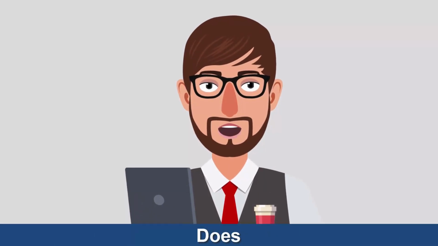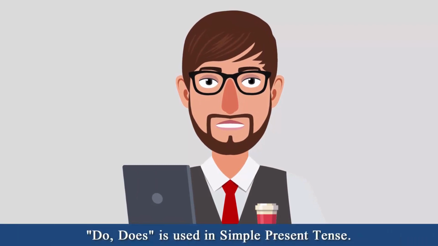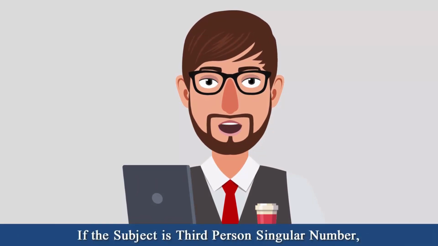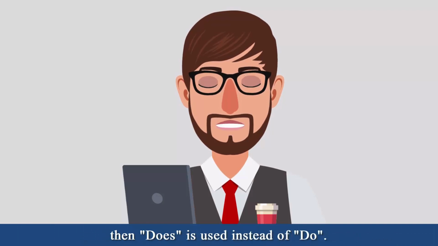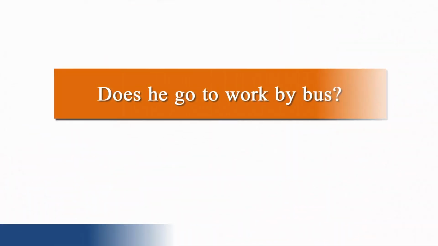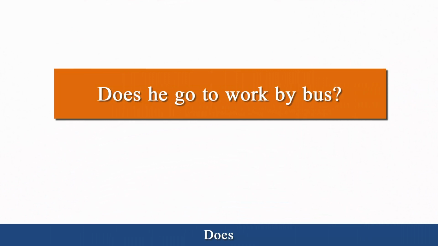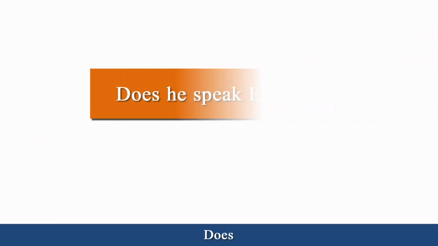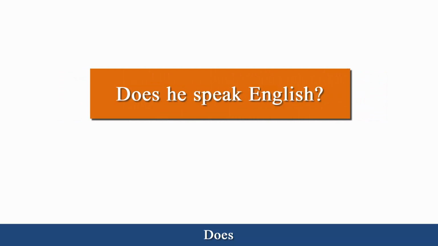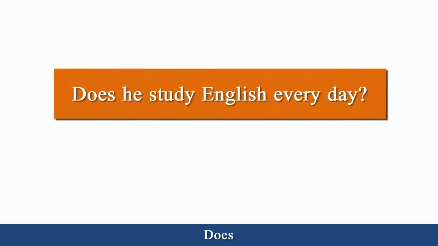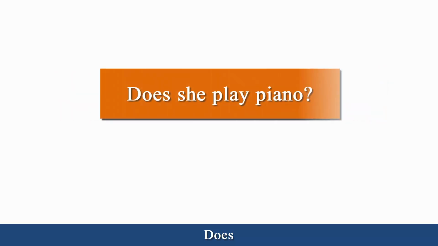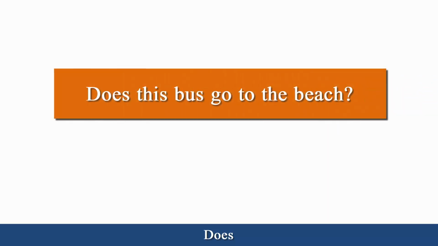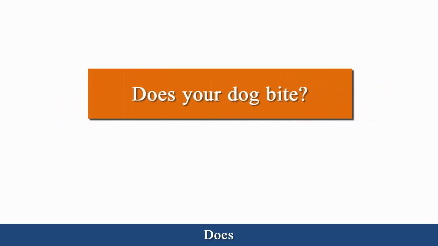Does. As I said earlier, do, does is used in simple present tense. If the subject is third person singular number, then does is used instead of do. Does he go to work by bus? Does he speak English? Does he study English every day? Does she play piano? Does this bus go to the beach? Does your dog bite?